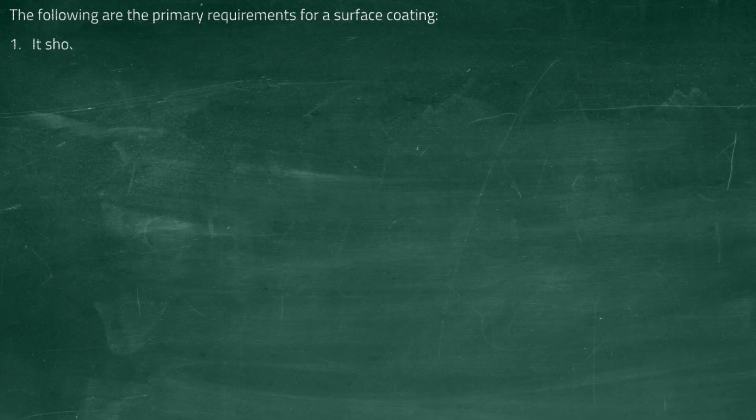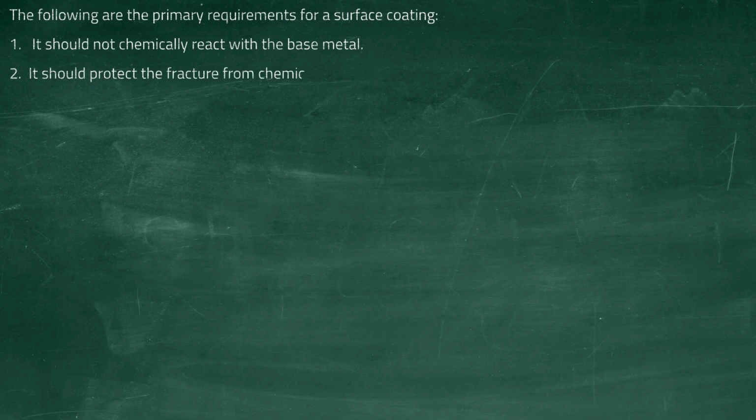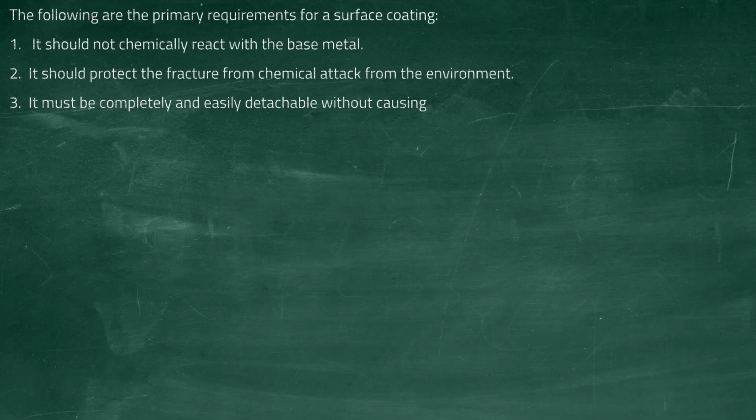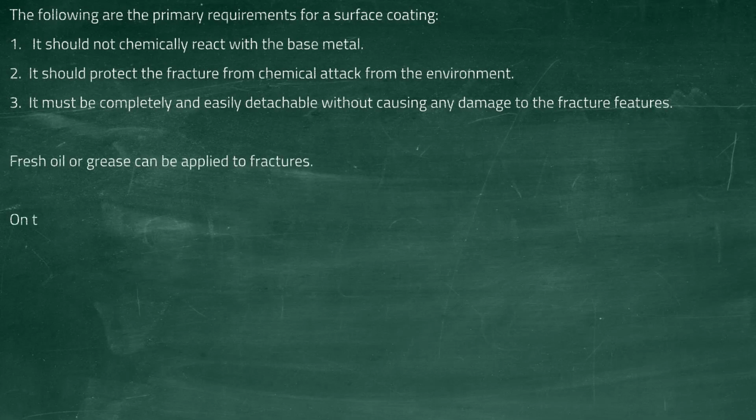The following are the primary requirements for a surface coating. Number 1. It should not chemically react with the base metal. Number 2. It should protect the fracture from chemical attack from the environment. Number 3. It must be completely and easily detachable without causing any damage to the fracture features. Fresh oil or grease can be applied to fractures.